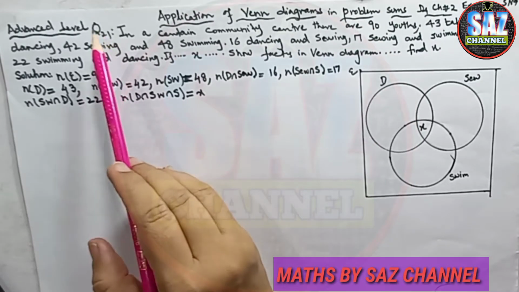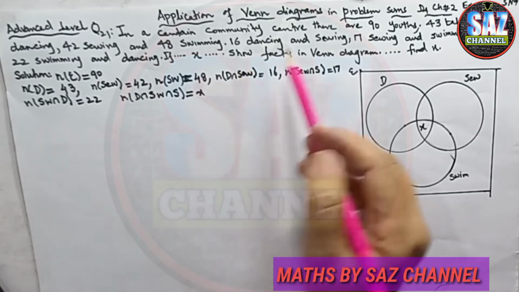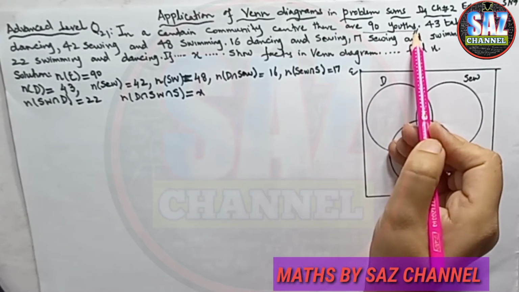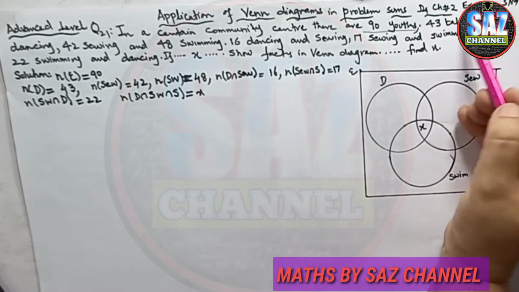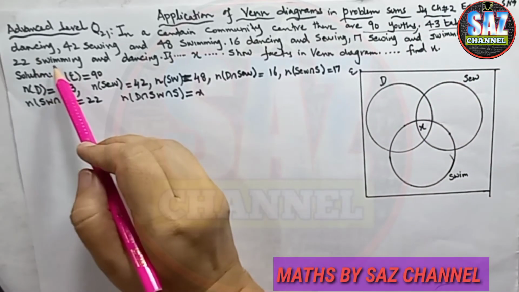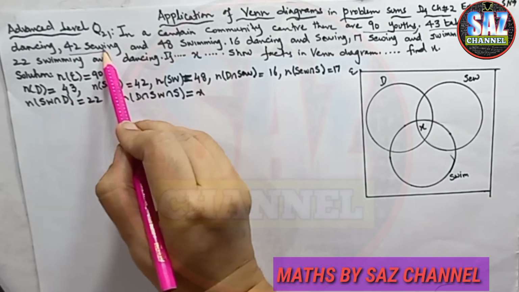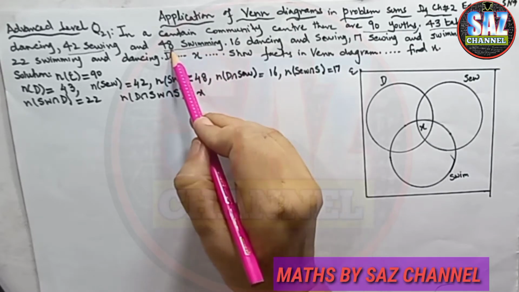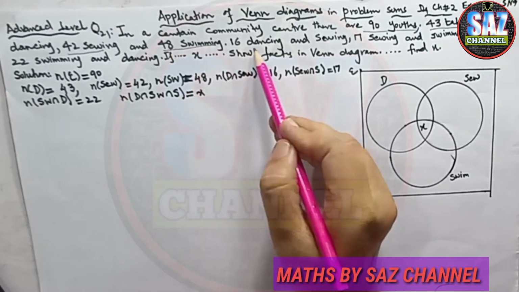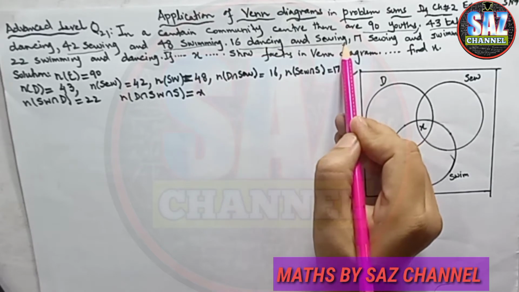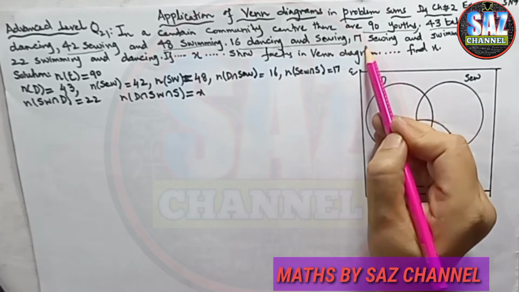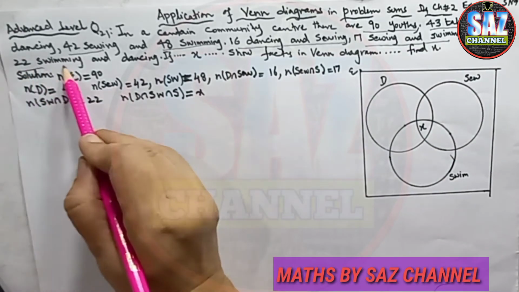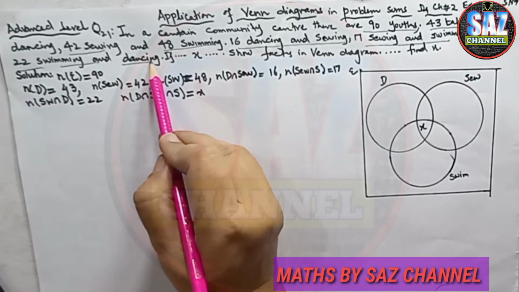Question says, in a certain community center, there are 90 youths. Out of these youths, 43 take up dancing, 42 sewing, and 48 swimming. It's really important to underline important terms of the question. 16 dancing and sewing, 17 sewing and swimming, and 22 swimming and dancing.